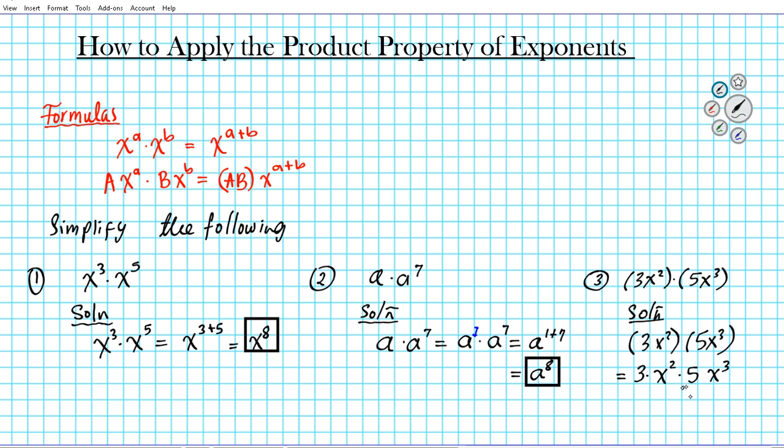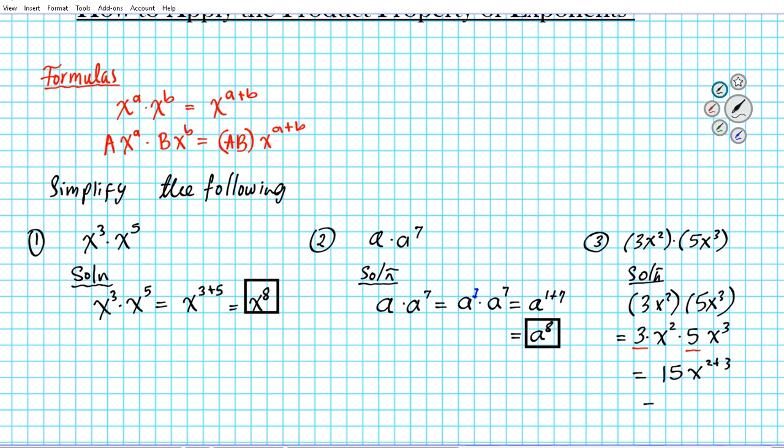All right, so to multiply this out, we're going to multiply the coefficients. 3 times 5. Okay, when you multiply 3 times 5, you get 15. And then we're going to apply the product property of exponents in multiplying x squared times x to the third, which is x to the 2 plus 3. Okay, and then our final answer is going to be 15x raised to the 5th power. All right, so there goes the answer to question number 3.